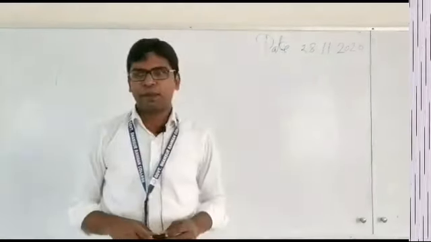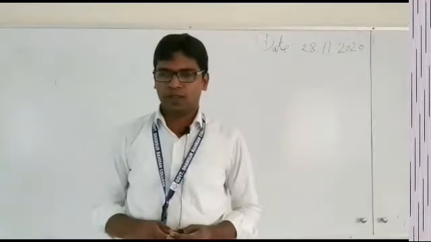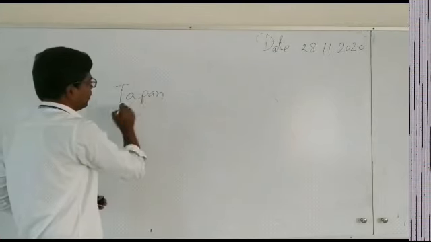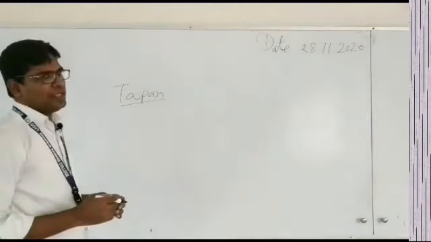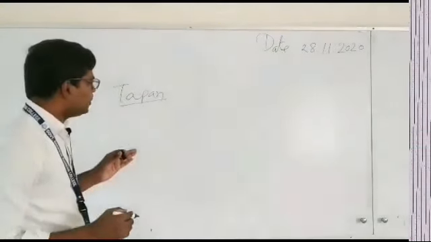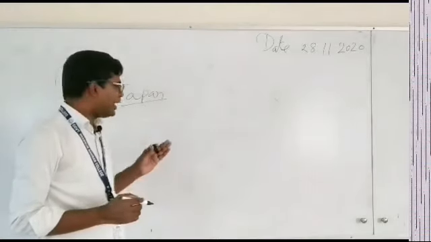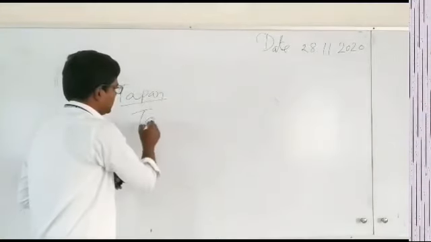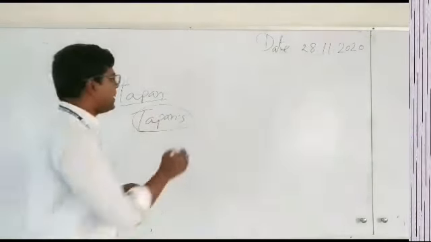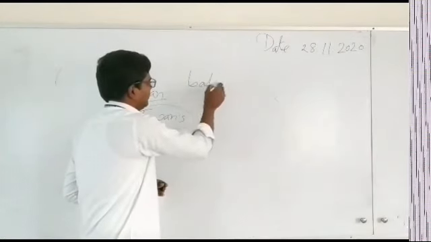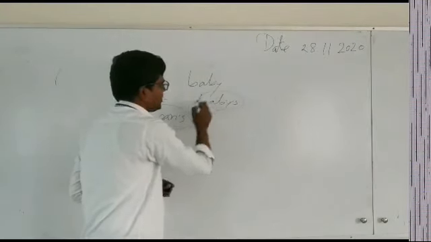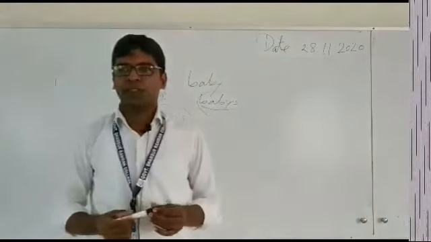We can add apostrophe s with a singular noun. Suppose Topon. Topon is a name and it is a singular noun. If we want to make Topon a possessive case, we have to use apostrophe s with Topon. Topon's. This is possessive case. Baby, singular noun. Baby's. This is possessive.